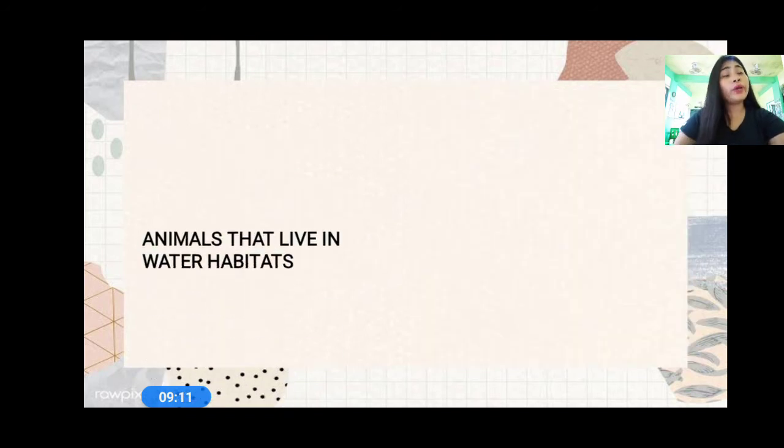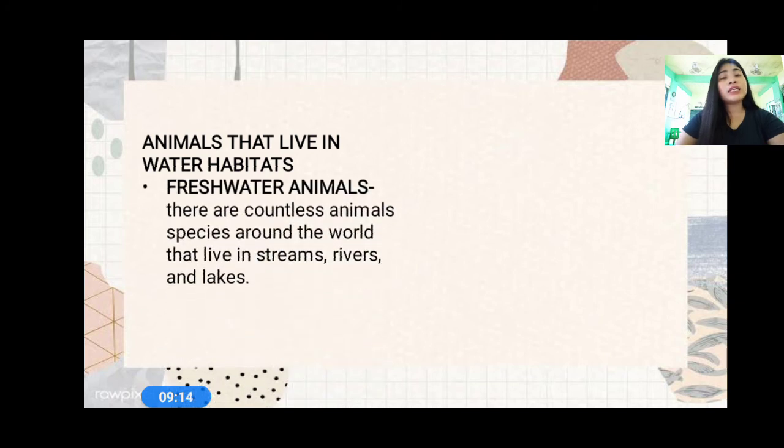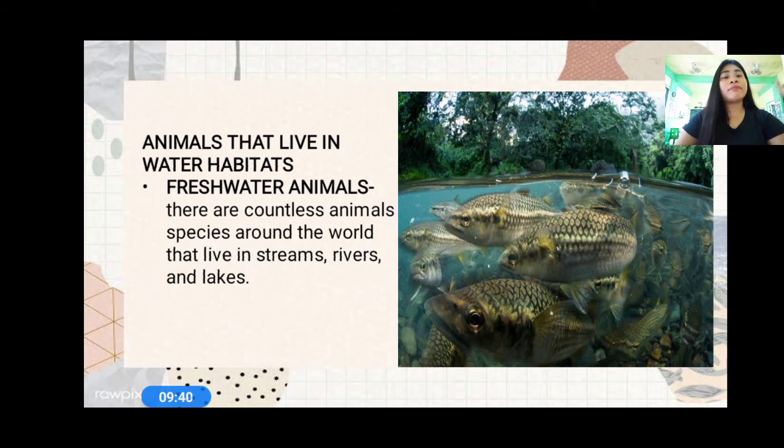And then when we say fresh water, everyone, these are the animal species that live in streams, rivers, and lakes. Okay, so remember that streams, rivers, and lakes are fresh water. So they live in either stream, river, or lakes. Okay, so again, animals that live in water habitats, we only have two: the salt water or marine environment and the freshwater environment.